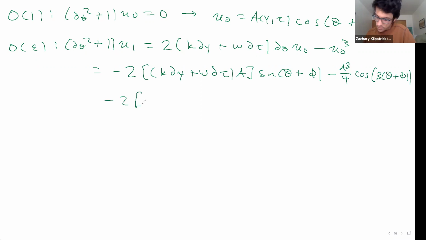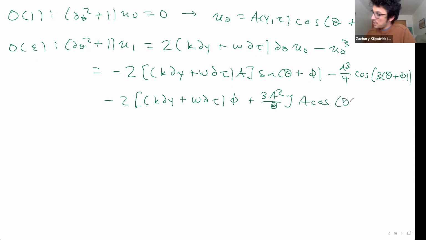minus 2 (k ∂y + ω ∂τ) φ plus 3a squared over 8, times a cosine of (θ + φ). Okay, so I had to do some differentiation, expanding this out, grouping terms together, applying some trig identities, some steps in between. But the point is, you can get this right-hand side, and clearly there are some secular terms, right?